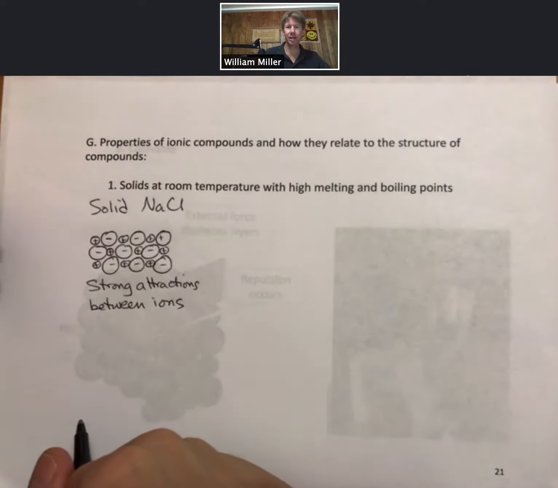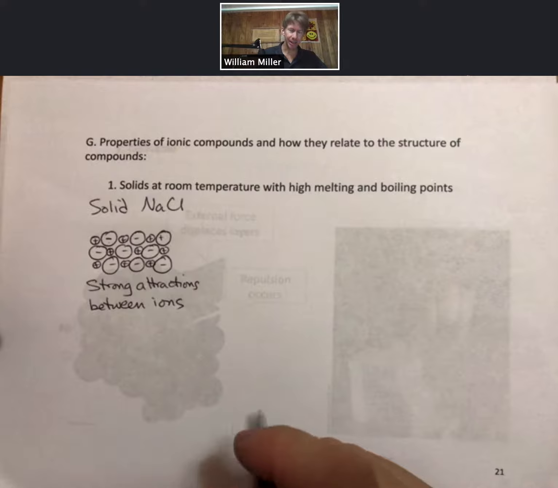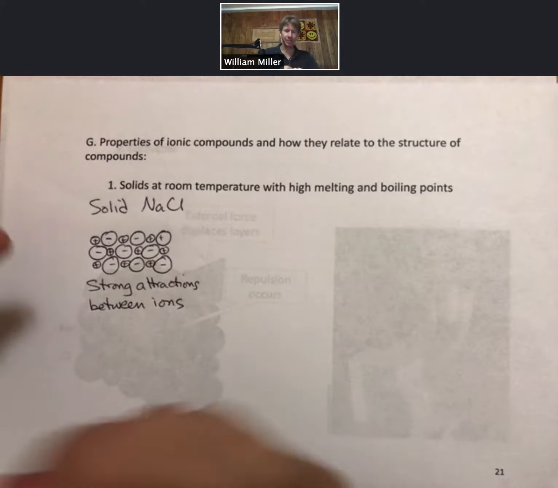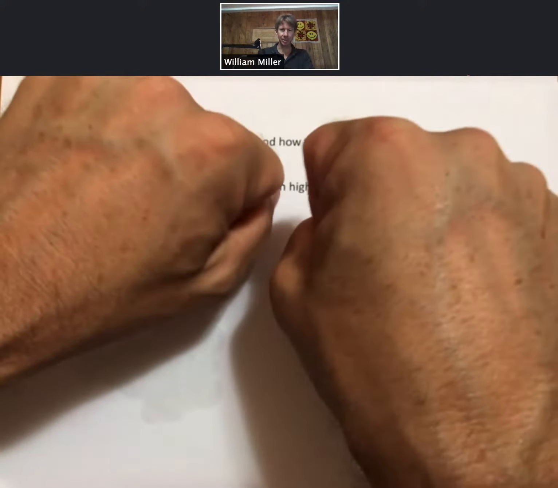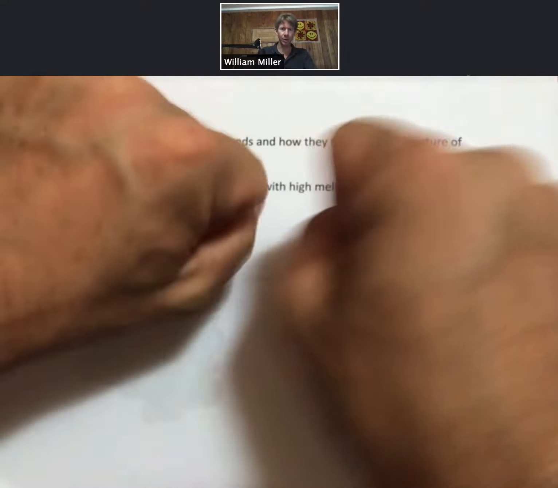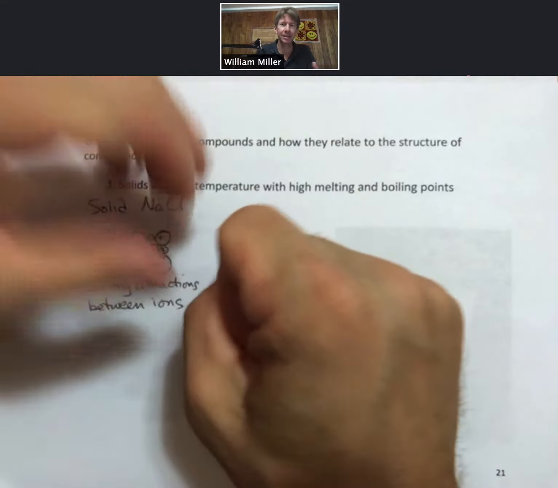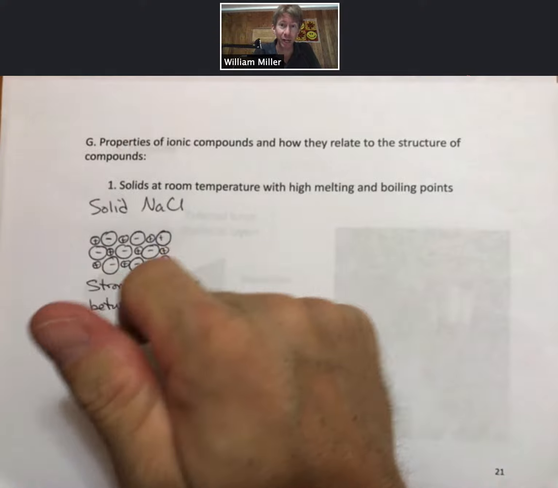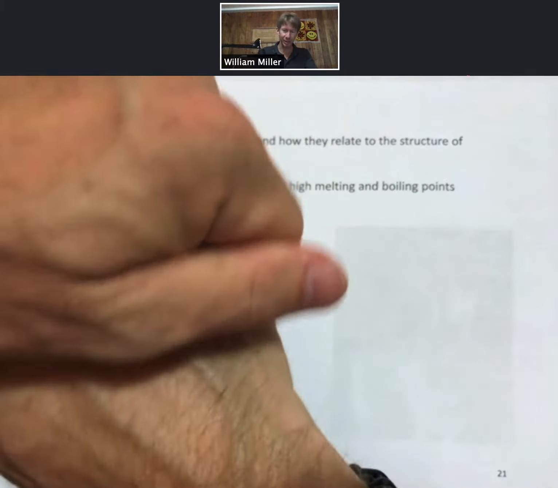These strong attractions make the ions hard to pull apart. What we've said before, though, is that temperature adds kinetic energy. So here are my sodium and chloride ions, and they're very strongly held together, vibrating. As the temperature goes up, they vibrate more until they have so much kinetic energy that, at temperatures above 1,000 and sometimes 2,000 degrees Celsius, you've added enough kinetic energy to turn them into a liquid. And in the liquid phase, they're vibrating and moving.